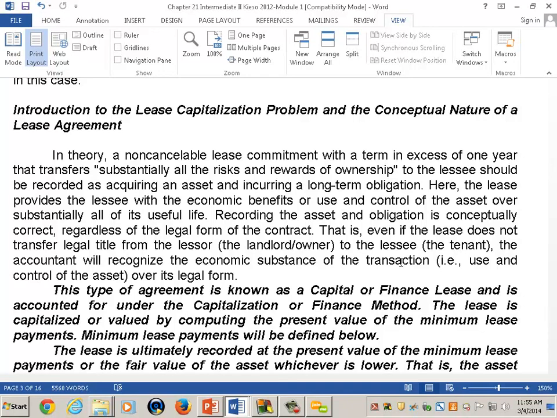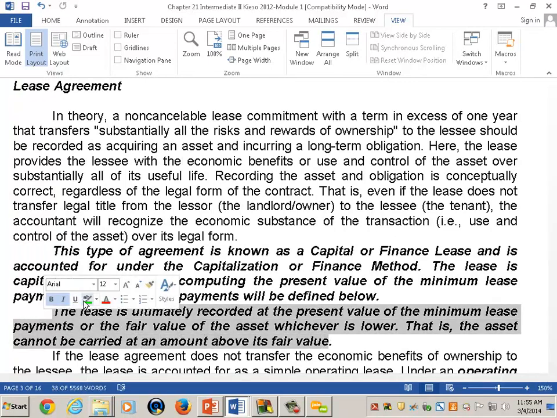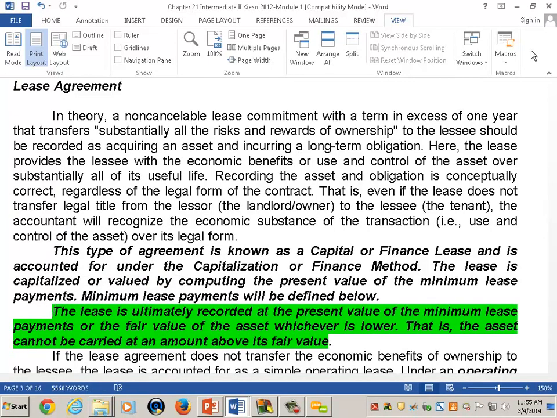In the event that you're going to capitalize, and I'll go through these definitions in just a minute, you would have to record the asset at the present value of those minimum lease payments, or its fair value, whichever is lower. You can never put an asset on its books above fair value. Fair value is always a ceiling. The present value of the minimum lease payments has to be at the lower of the PV or the asset's fair value. You can never record an asset above its fair value.